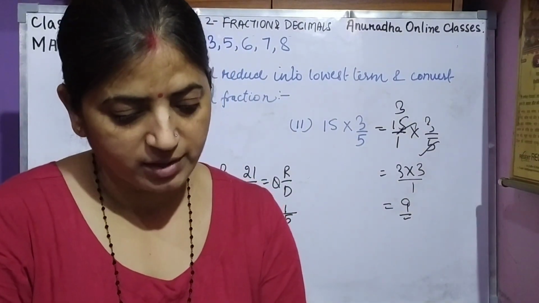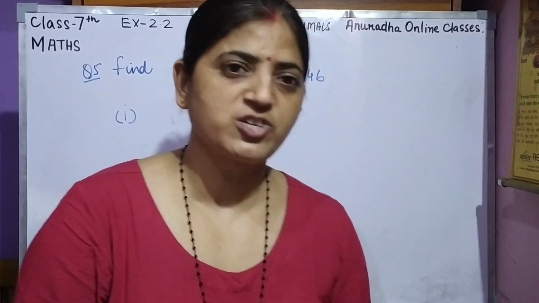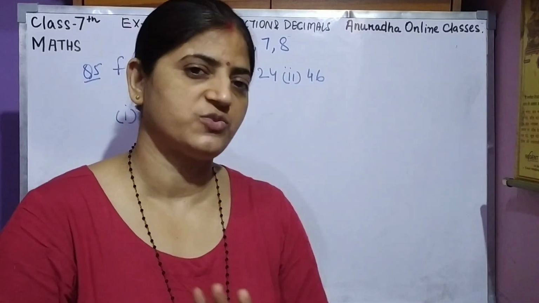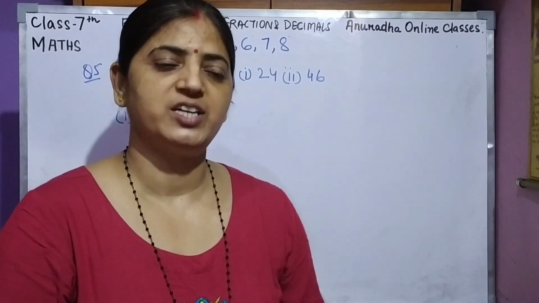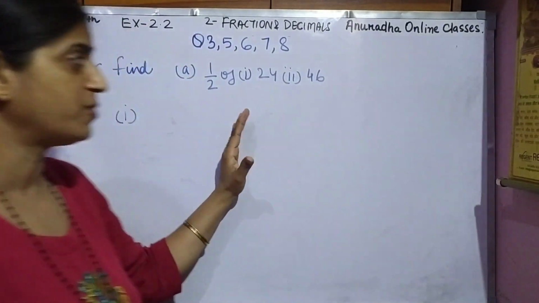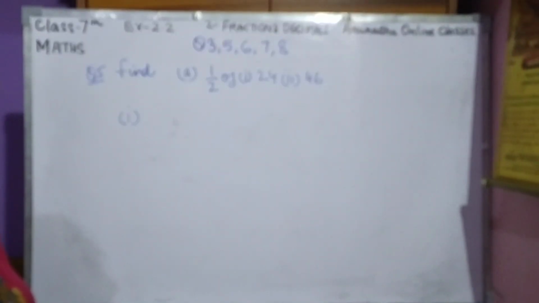Let us come to the next one, that is question number 5. See children, in the third question we have done 2 parts. The rest of the parts are just similar to that. That's why I haven't done them. You just do it. If you're getting any problem, write in the comment box. See, question number 5 also has 2 parts. I'm telling you the first part. If this is understood, you can easily do the second part. Let's see the first part.